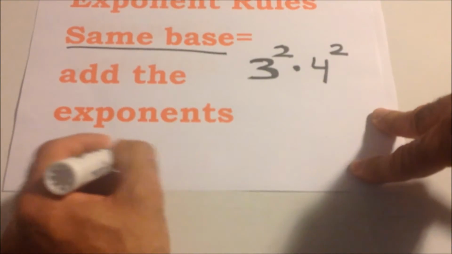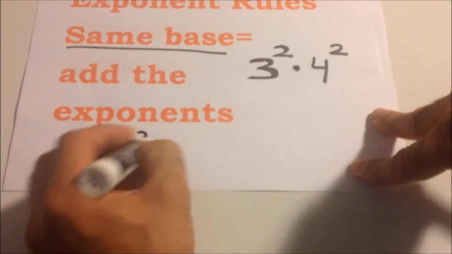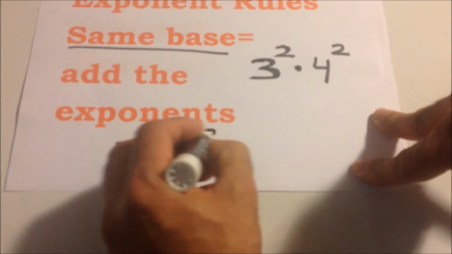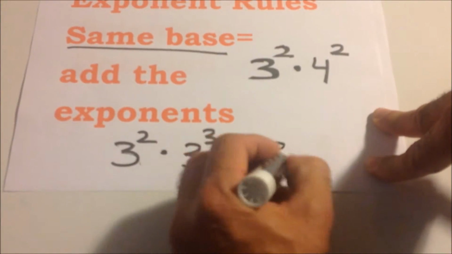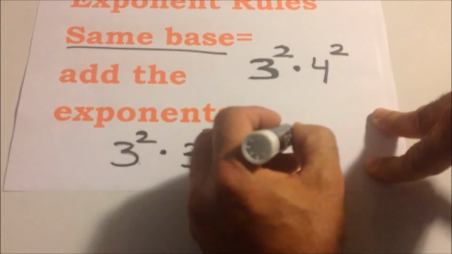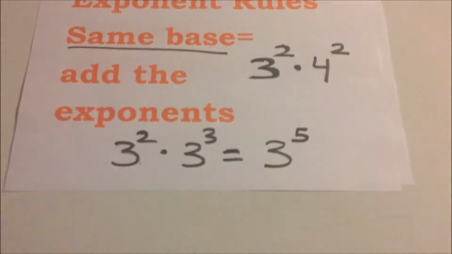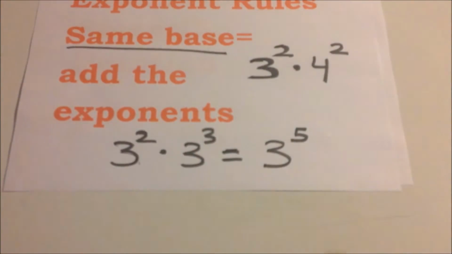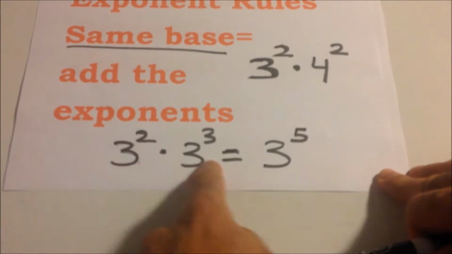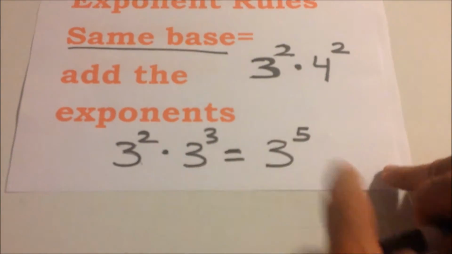So if they had 3 to the second power times 3 to the third power, well, now they have the same base. So you would keep the base and add the exponents. So that'll be 3 to the fifth power. Now we will go over exponent rules in another video, but for these purposes in this video, with scientific notation, you already have the same base, which is 10, so you just add the exponents.